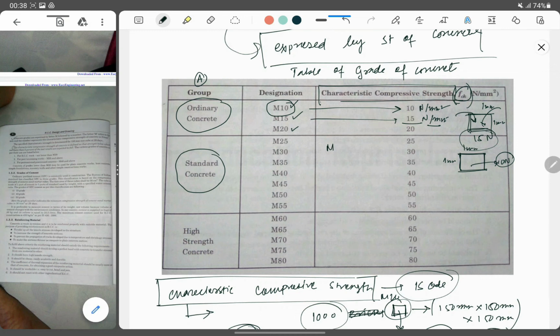what do you mean by M? Again, I am saying everything comes from your IS code. You can go through the IS code or my IS code lecture series. That M stands for mix. It may be nominal mix, or it may be design mix.